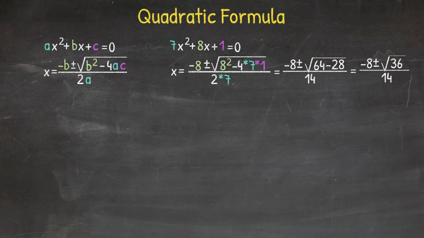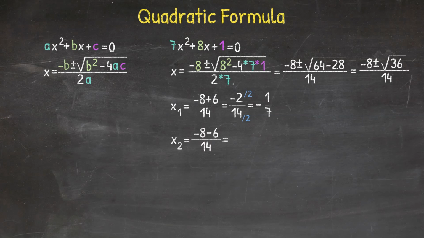Since we have this whole plus minus situation, it means we will have two answers, assuming that whatever we get under the radical is some positive number. So our first answer would be x1. We will add the square root of 36, and the square root of 36 is 6. So it is minus 8 plus 6 divided by 14, and that equals minus 2 divided by 14. And since we want to simplify, let's divide both sides by 2, and we will get minus 1 over 7.